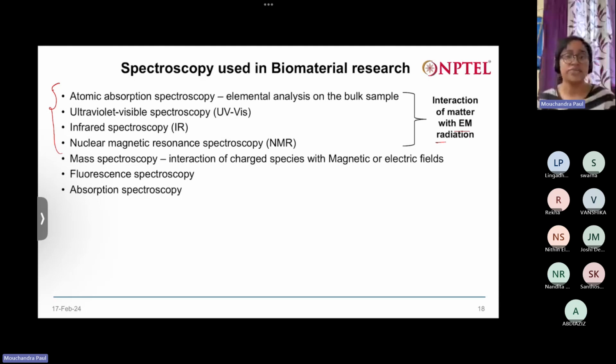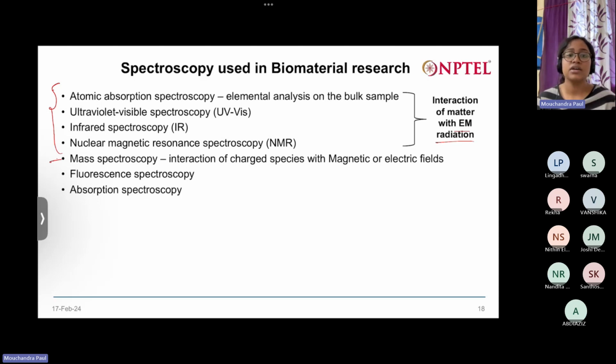and then we get some information. Now, there are other forms of spectroscopy as well, where we first charge the biomaterial sample, and the charged sample interacts with an electric or magnetic field. This particular technique is called Mass Spectroscopy.